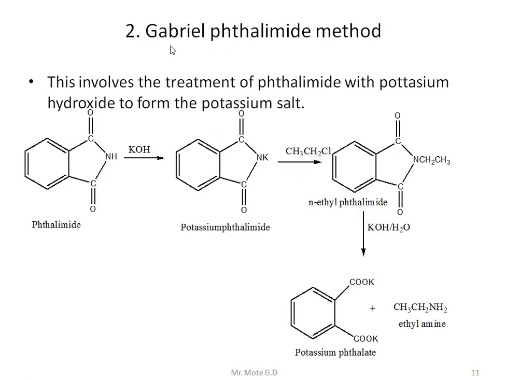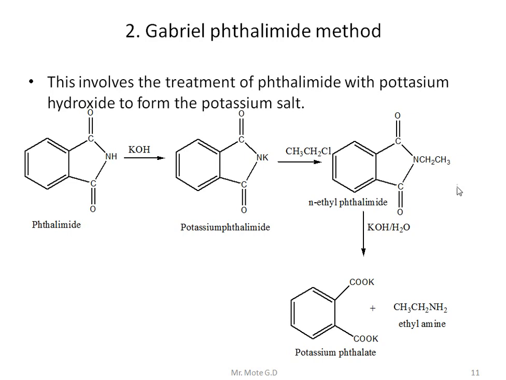And the second method, Gabriel phthalimide method. For that we have taken the starting material phthalimide. We have treated it with KOH. So K will migrate towards this H, and OH is liberated as a water molecule, and this potassium phthalimide compound will be produced. This we are treating with the alkyl halide, that is ethyl chloride. Here potassium and chlorine will be liberated as KCl, and CH2CH3 will migrate towards this to form N-ethyl phthalimide.